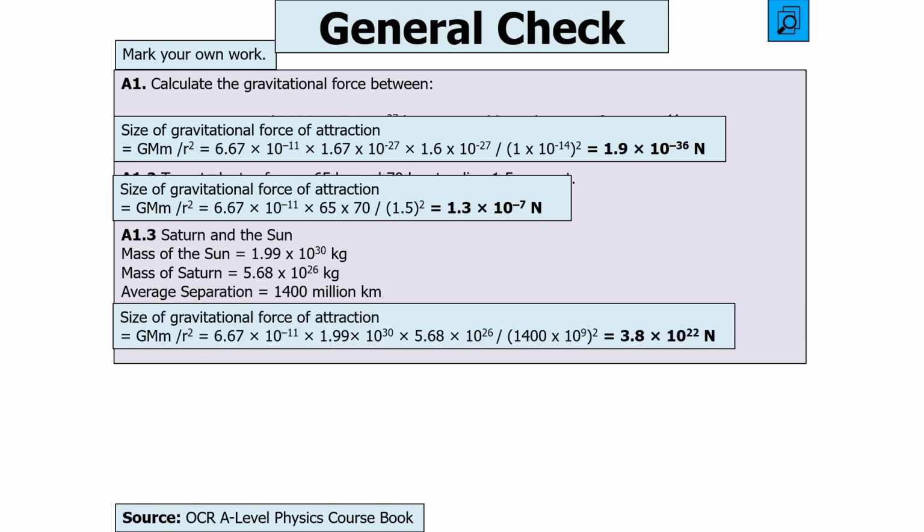And then here in this question, remember that you're given the separation in kilometers, and we work in meters in A-Level Physics for this particular equation. So you've got to convert million kilometers into meters, so it's 1,400 times 10 to the 9. So therefore the answer is 3.8 times 10 to the 22 newtons.